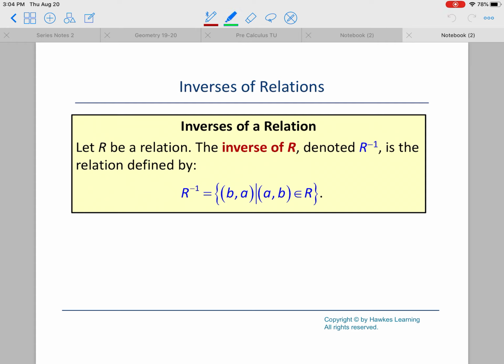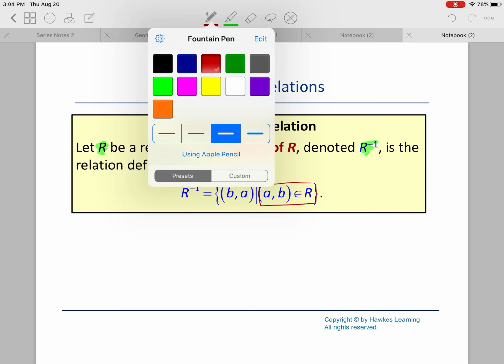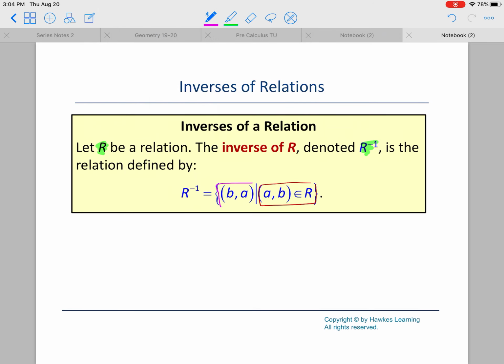So we're going to look at our relation R, and again, a relation is just a set of ordered pairs that we denote or name by a capital letter. The inverse of this relation is denoted by R to the negative first power. If I have (a, b) in my relation R, that ordered pair, then its inverse is going to have the point (b, a).